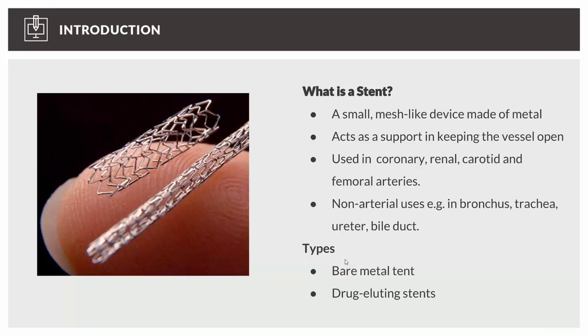So what is a stent? A stent is nothing more or less than a small mesh-like device made of metal usually, and in some cases also from polymers. What this stent is used for: you will bring the stent inside a narrowed artery or a narrowed vessel in general, and then you will expand this mesh and massively increase the diameter. And as a consequence, this metal mesh will act as a support inside your vessel and keep the vessel open. It can basically be used everywhere. So it's used in coronary, renal, carotid, and femoral arteries, and it can even be used in basically every kind of vessel inside your body.